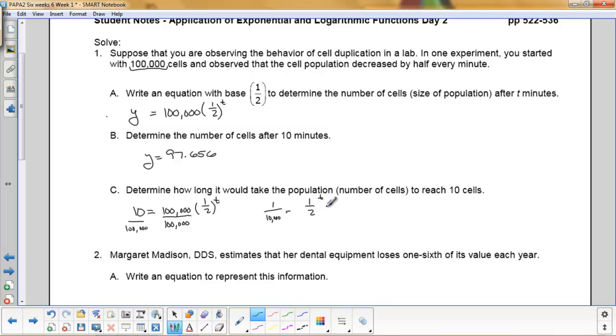Now we're going to make that switch. There's our base of 1/2. And we get log base 1/2 with the argument of 1/10,000th, and that is going to equal the time. So we're going to use a change of base formula, or if you have that ability in your calculator, go ahead and type it in, and t is going to be approximately 13.288 minutes.